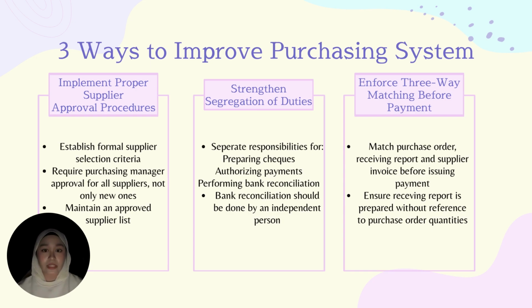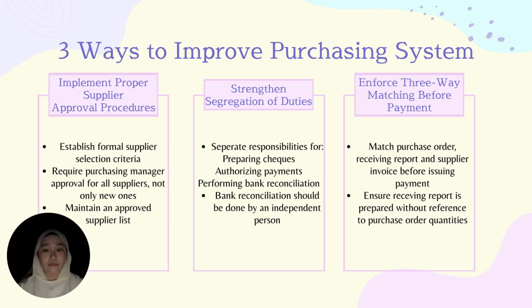The second improvement we can make in this case study is to strengthen segregation of duties. Separate responsibilities for preparing checks, authorizing payments, and performing bank reconciliation, instead of using the same person in charge for each task. Bank reconciliation should be done by an independent person.